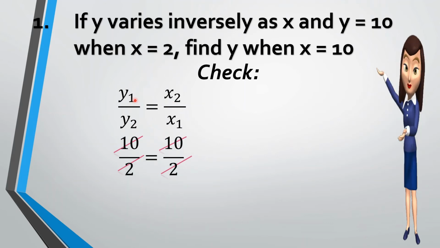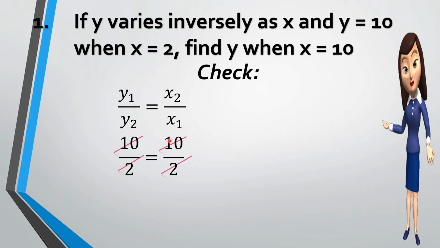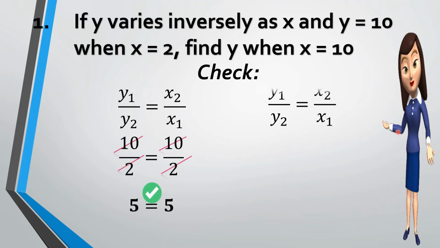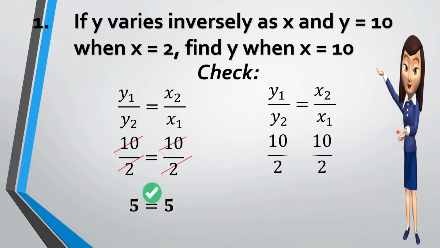Then, we're going to substitute. y sub 1 is 10. y sub 2 is our answer a while ago, and that is 2. x sub 2 is 10. And x sub 1 is 2. Then, we're going to divide. 10 divided by 2 is 5. Then, 10 divided by 2 is 5. So, this is correct.